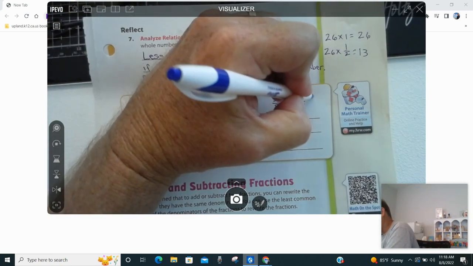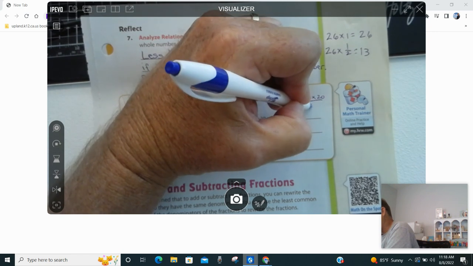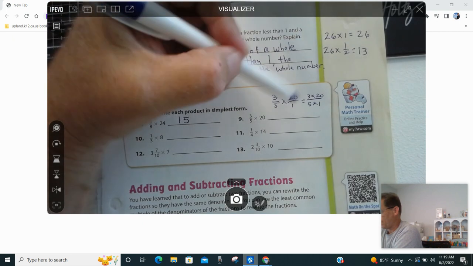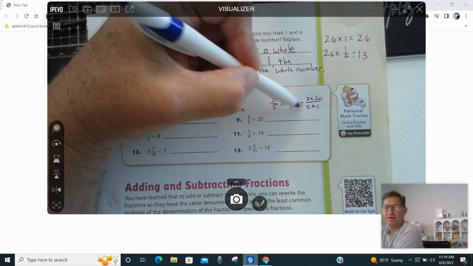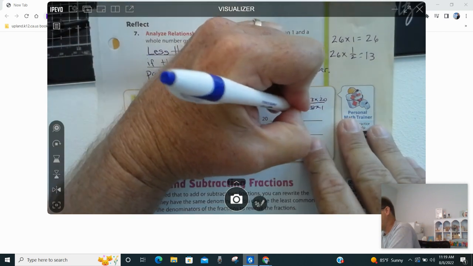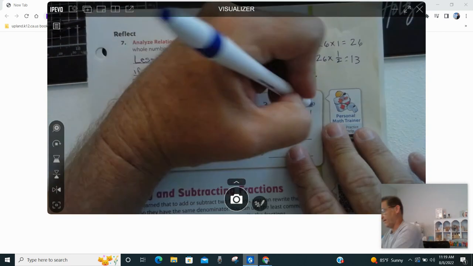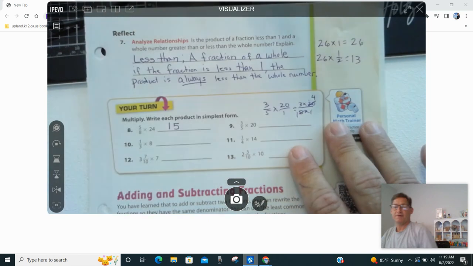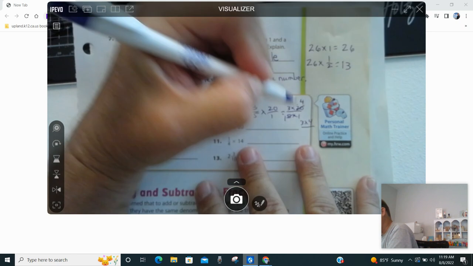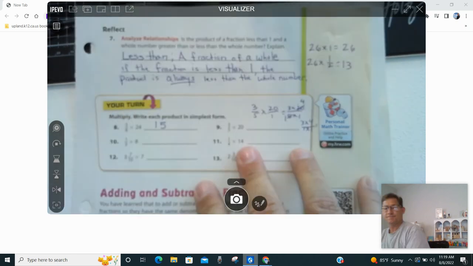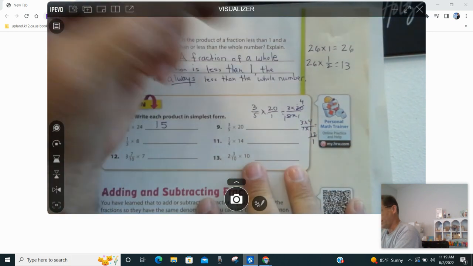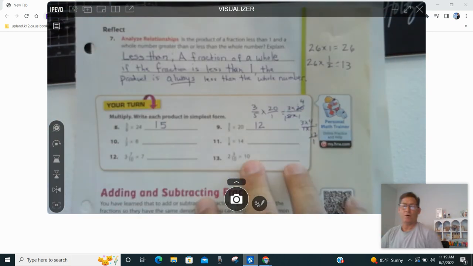So I'm going to rewrite that as 3 times 20 over 5 times 1. The 3 is not going to help me with the denominator, but 5 in the denominator is a factor of 20. So divide 5 by 5 and divide 20 by 5. 20 divided by 5 is 4. So we have 3 times 4 in the numerator times 1 times 1. So that would be 12 over 1, or 12.